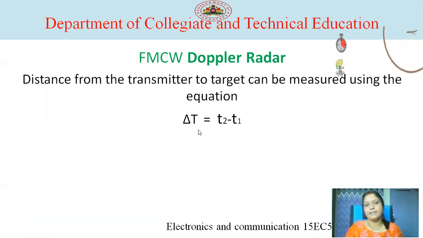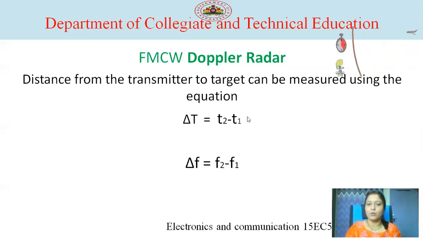Delta T, the time difference, is given by T2 minus T1. T1 is the time at which the signals are radiated, and T2 is the time at which the signals come back to the receiver, that is, the echo signal reaches the receiver section. Therefore, T2 minus T1 gives delta T. C is also a known value. Therefore, we can measure the distance R.